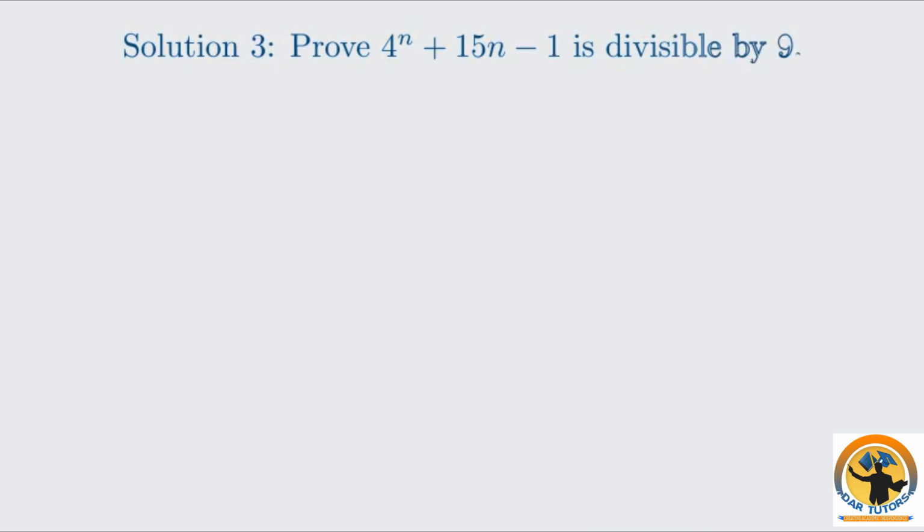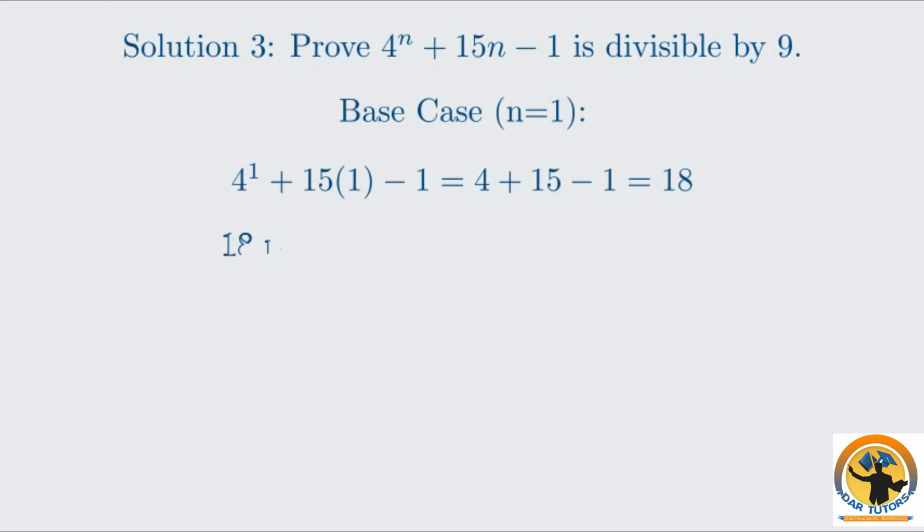Solution to question 3. We need to prove that 4 to the n plus 15n minus 1 is divisible by 9 for all positive integers n. Base case, n equals 1. The expression is 4 plus 15 minus 1, which is 18. 18 is divisible by 9. The base case is true.